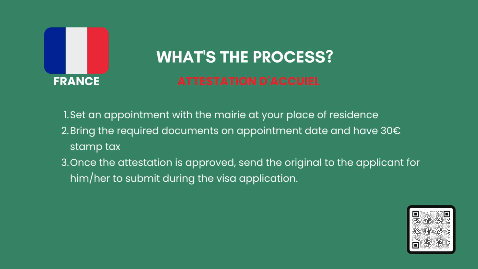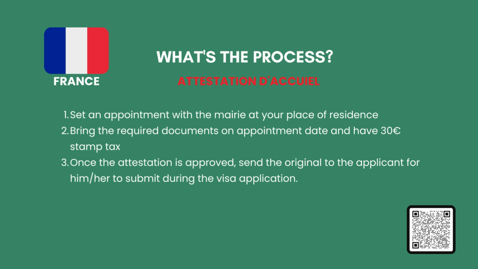Next, for France. For France, they have the Attestation. I do not know how to pronounce it properly, but it is a formal obligation document. The first thing that the host has to do is set an appointment with the Mairie at his or her place of residence, after which bring the required documents on the appointment date and make sure that he or she has 30 euros of stamp tax ready. Once the attestation is approved, the host will have to send the original document to the visa applicant for submission during the visa application or visa appointment date. Now that is for France.